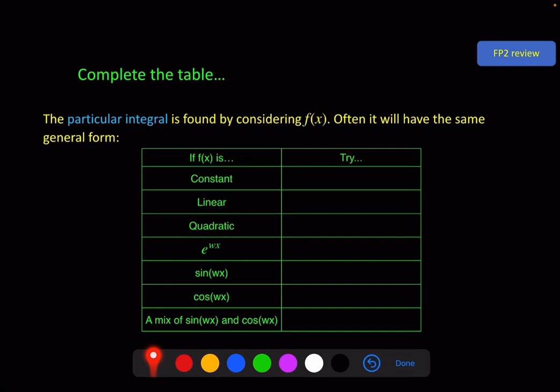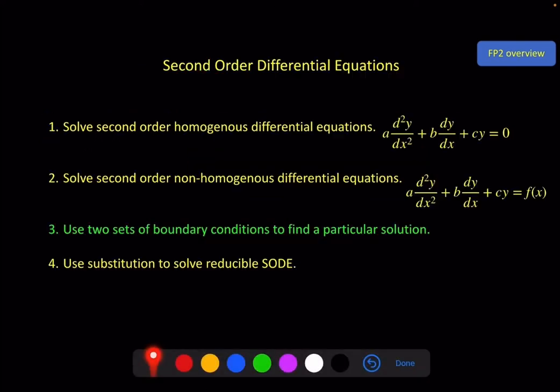Starter on the screen, write down the different particular integrals that you would try in each of these cases. Pause the video now if you would like to do this. Answers are coming up in 3, 2, 1, there they go. So in this video, we're not going to do too much new.